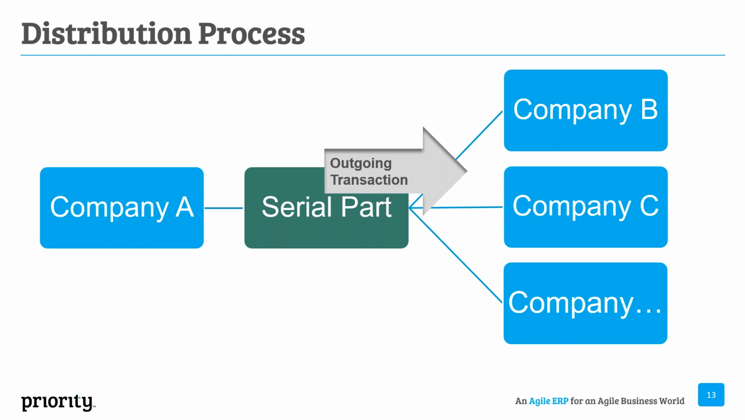In addition, as we can see on the slide, the new functionality enables the distribution of serial parts from the source company, where the part was created, to the target companies on the same Priority installation. Now let's see it in Priority.